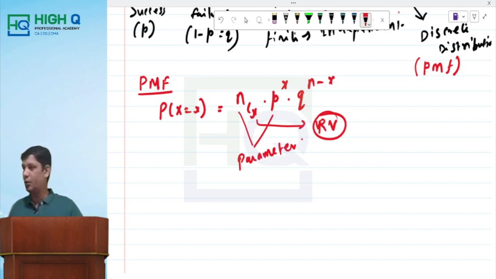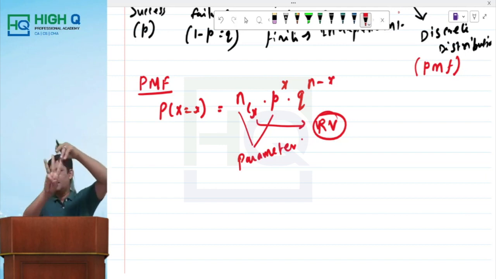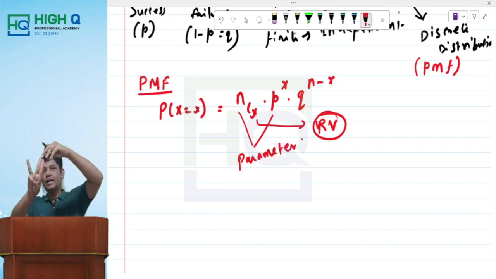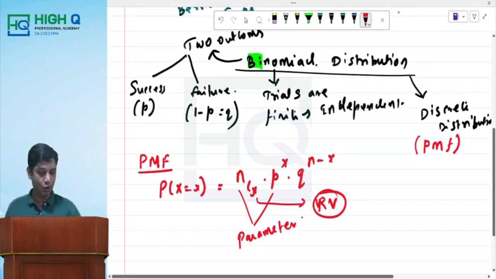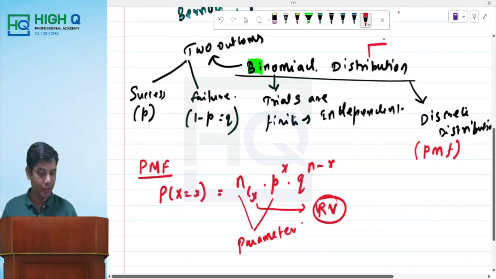So here only 3 alphabets I am using: N, P and X. Sir, what is Q? There is no Q. Instead of 1 minus P, I am writing it as Q. That's it. So I have to define only 3 things. What is N and P? What is X? N and P is fixed, so I am calling it as parameter. And X is what? Random variable. That's it. It's very simple. So, binomial distribution is biparametric.